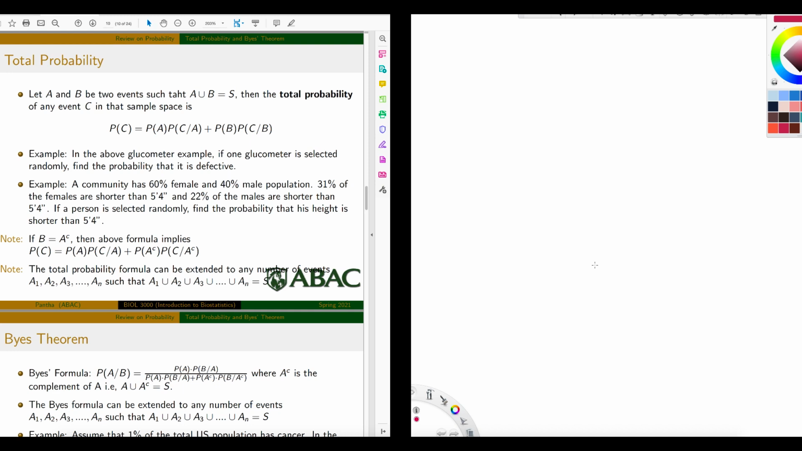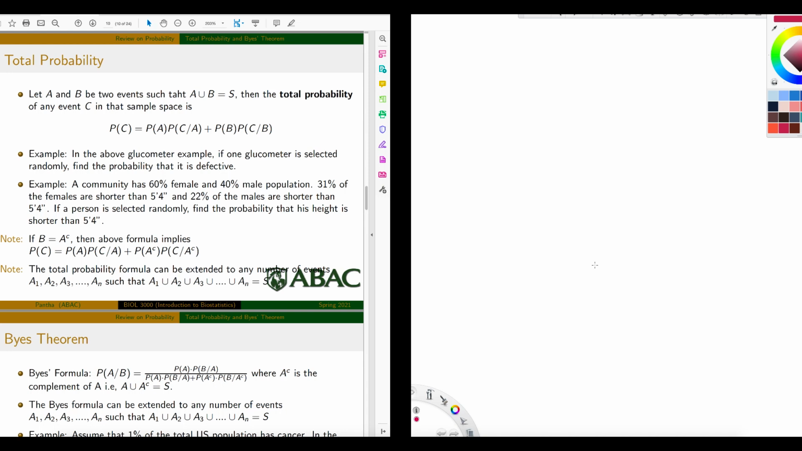In the last video, I discussed conditional probability, and we did some examples on that. So in this video, I'm going to talk about total probability and a very famous theorem in probability called Bayes' theorem. Both of these will use conditional probability.